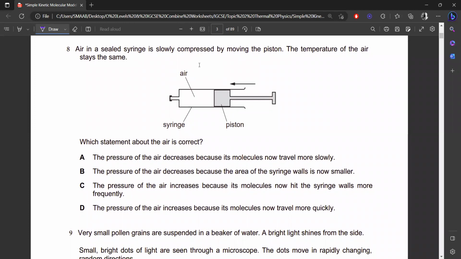Question 8. Air in a sealed syringe is slowly compressed by moving the piston. The temperature of the air stays the same. Which statement about the air is correct? So we are going to compress by moving the piston and the temperature stays the same. C. The pressure of air increased because its molecules now hit the syringe wall more frequently. Yes, C is the right one.